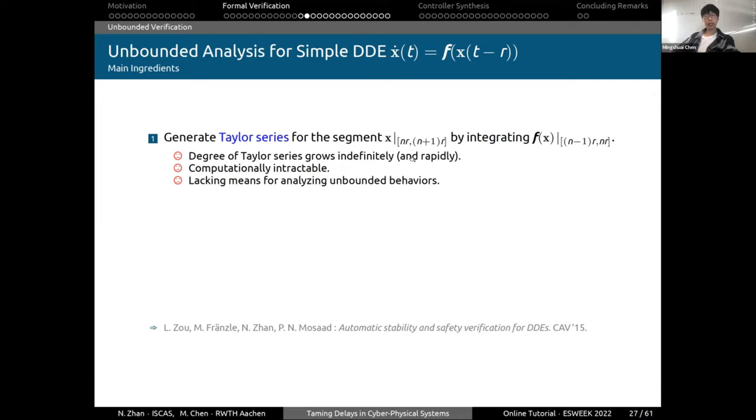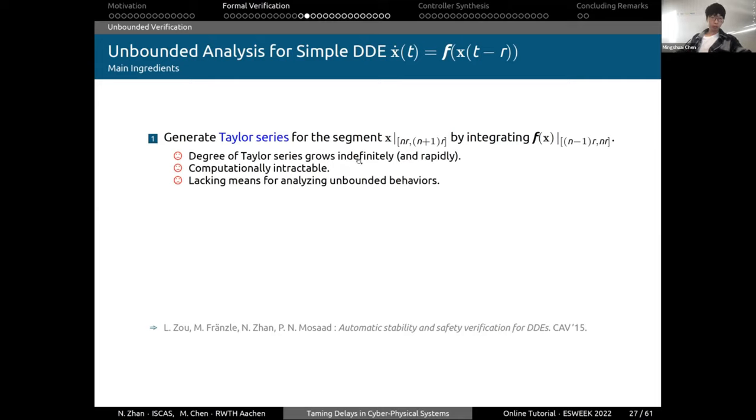Let's start with the very naive approach. As you have already seen in my previous slides, you can slice your solution space into different segments. And in fact, the solution at segment n can be computed by taking the integral of the flow field in the previous segment. In such a way, you can generate a Taylor series for the segment. However, there are big problems with such a naive approach. This is also known as the method of steps in delay differential equations.